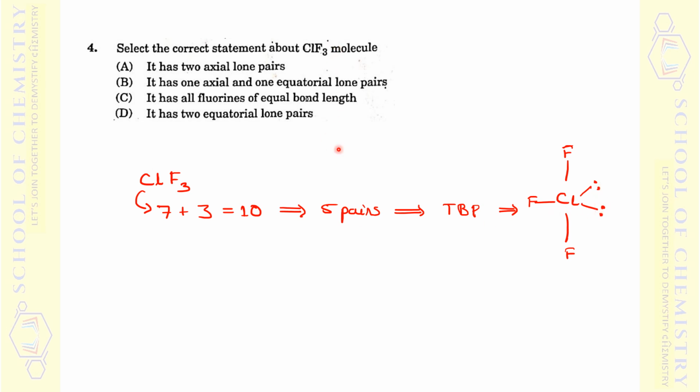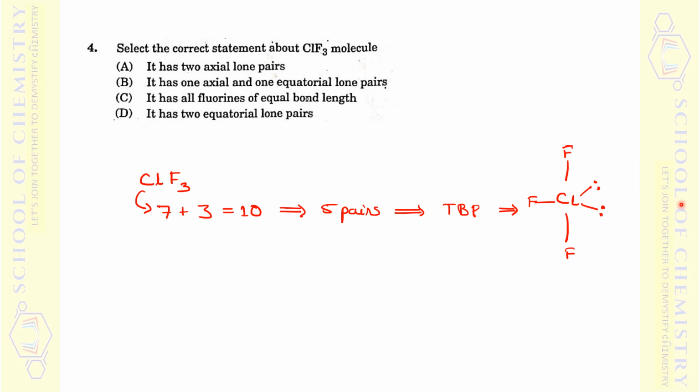Now if you look at the statements, easily you can come to the correct conclusion. It has 2 axial lone pairs? No, it has 2 axial fluorine atoms. It has 1 axial and 1 equatorial lone pair? No, both the lone pairs are present in equatorial positions. It has all fluorines of equal bond length? No, the axial as well as equatorial bond lengths will be different. Axial is usually the elongated one, and the equatorial bond length is relatively shorter. So that's how option C is also wrong.